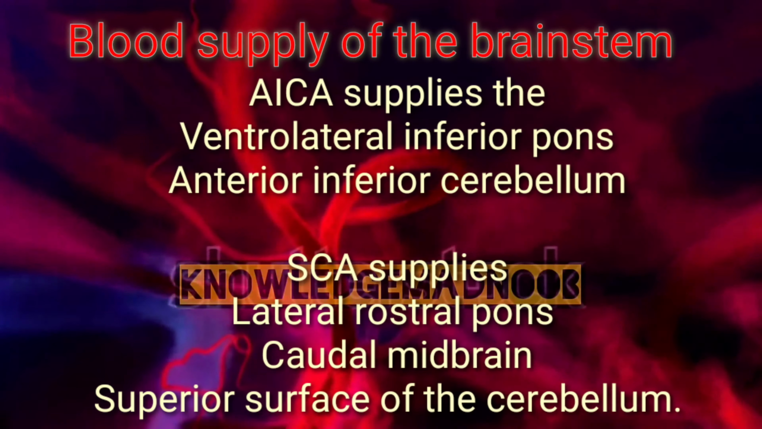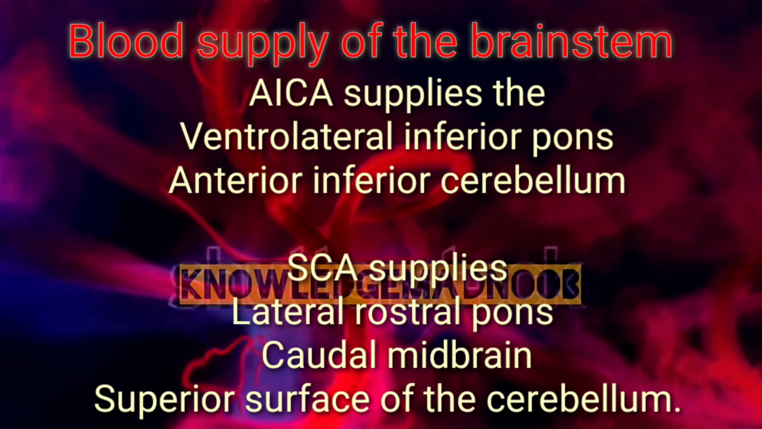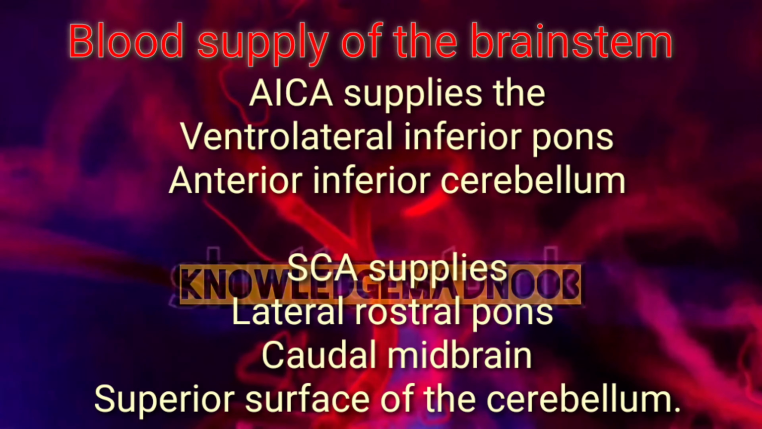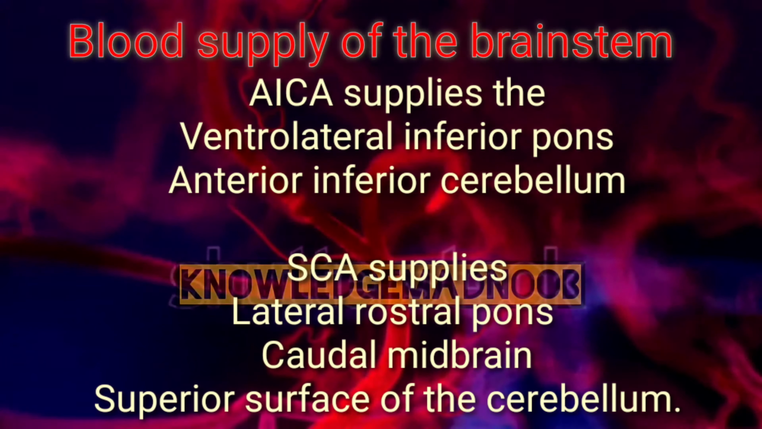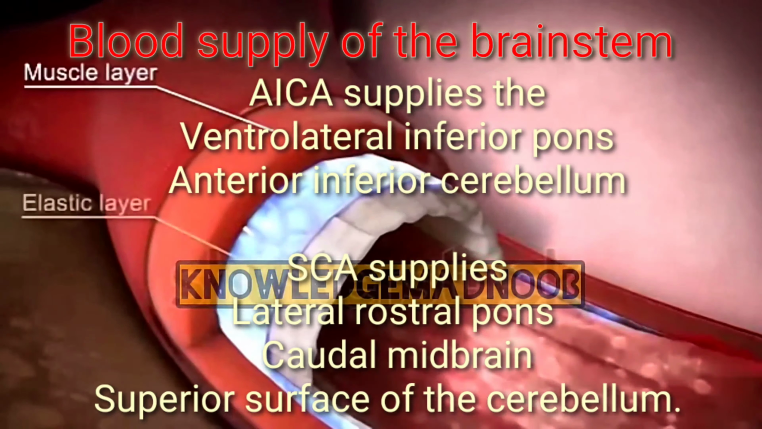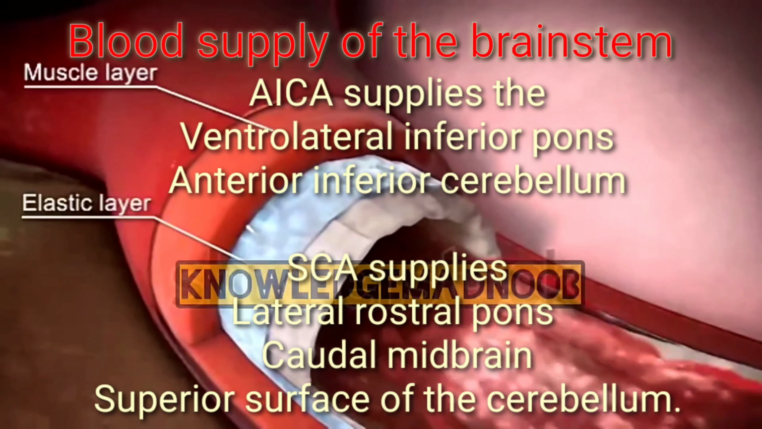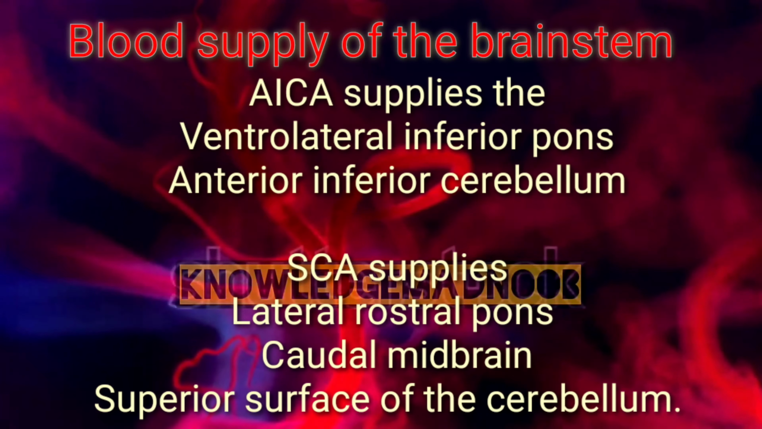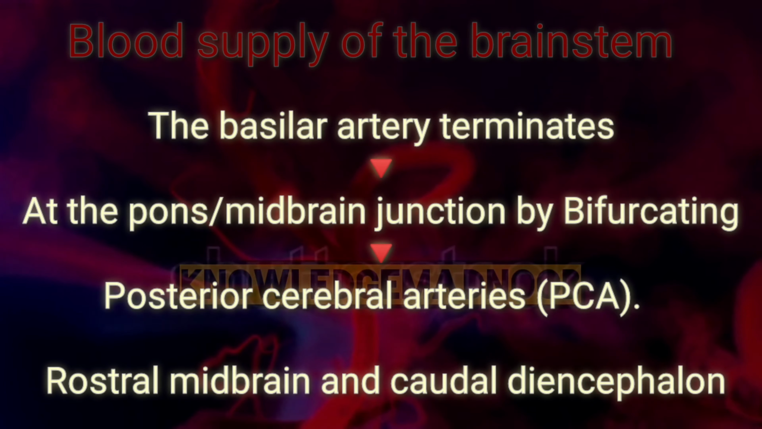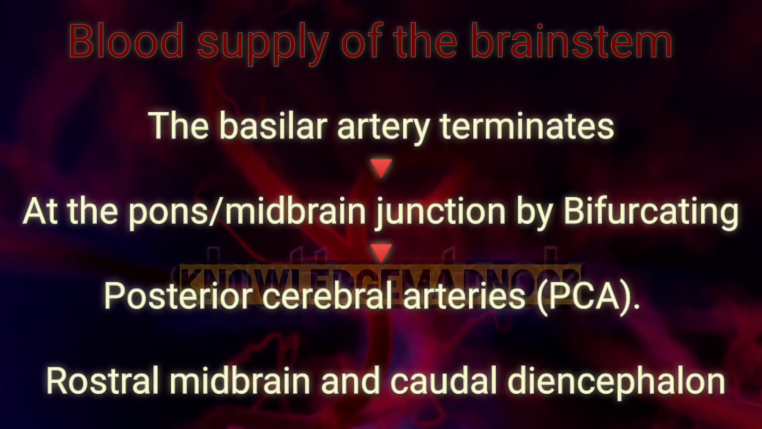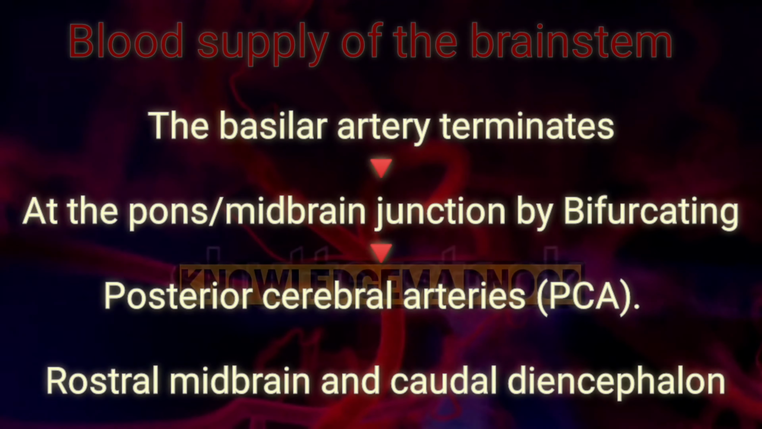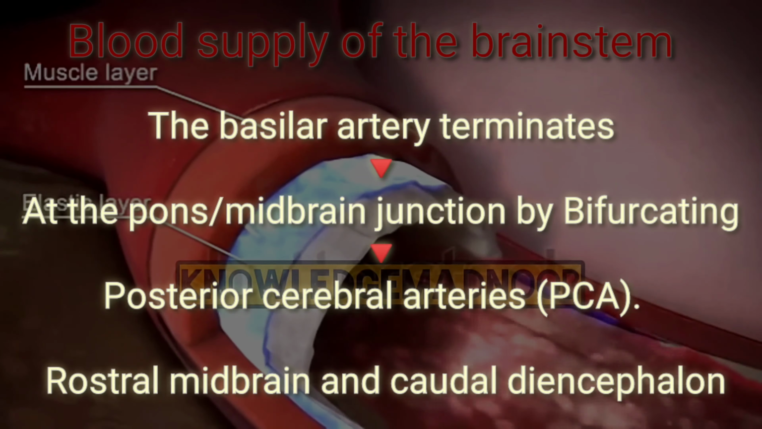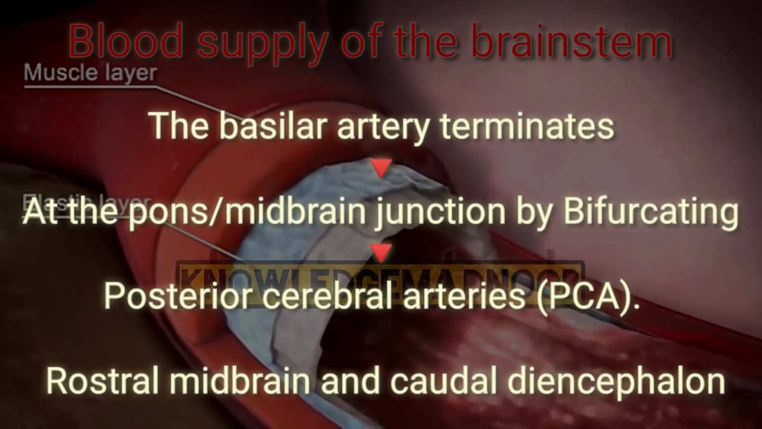The basilar artery gives rise to the paired anterior inferior cerebellar arteries and superior cerebellar arteries. The anterior inferior cerebellar artery supplies the ventrolateral inferior pons and the anterior inferior cerebellum, whereas the superior cerebellar artery supplies the lateral rostral pons, the caudal midbrain and the entire superior surface of the cerebellum. The basilar artery terminates at the pons-midbrain junction by bifurcating into the posterior cerebral arteries. The penetrating branches of the posterior cerebral artery supply the rostral midbrain and also the caudal diencephalon.